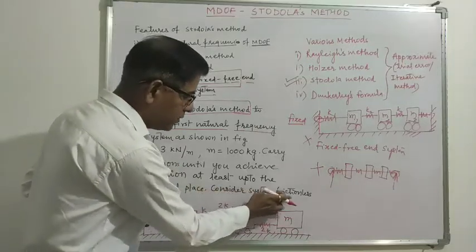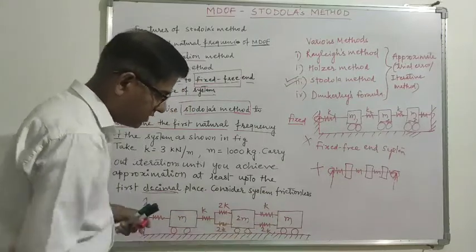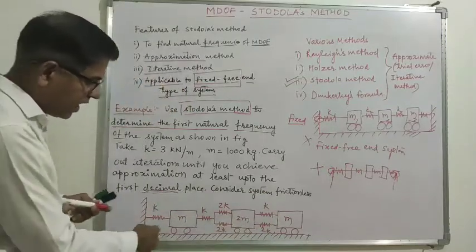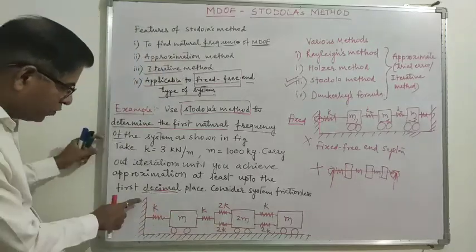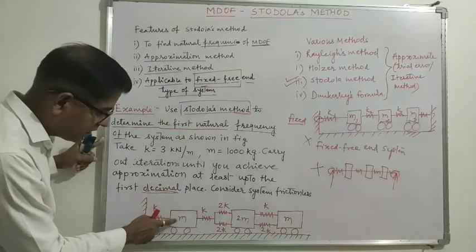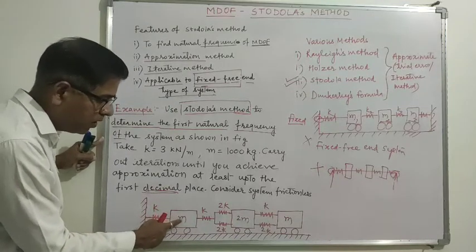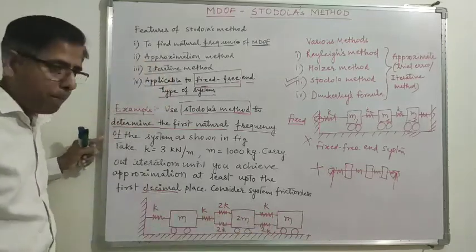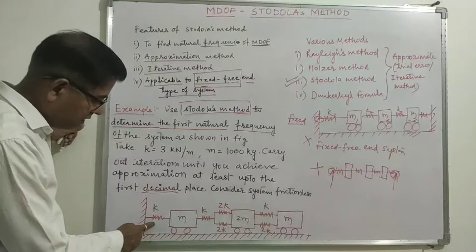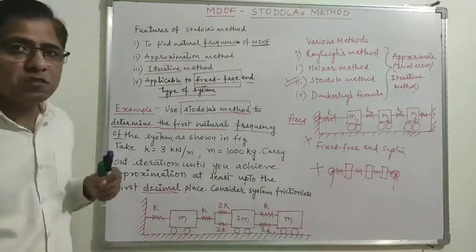Consider the system is frictionless. So these masses are freely sliding on this surface, so there is no friction involved. Now you can see that there are three masses: the first mass is m, this mass is 2m, and this mass is m. And if you see the springs, there is a combination of springs used.